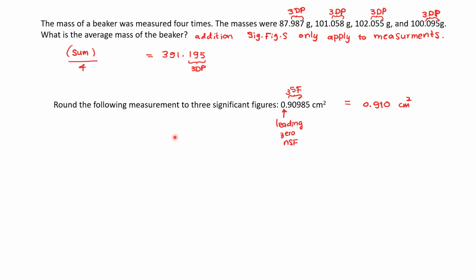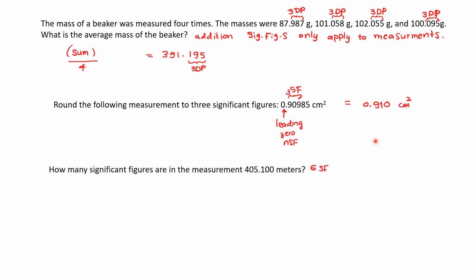Round the following measurement to 3 significant figures. So in this number, you have a leading 0, which is not significant. However, these numbers are significant. Now we are going to round the following measurement to 3 significant figures. So when you look at this, you have only 1, 2, 3 significant figures.